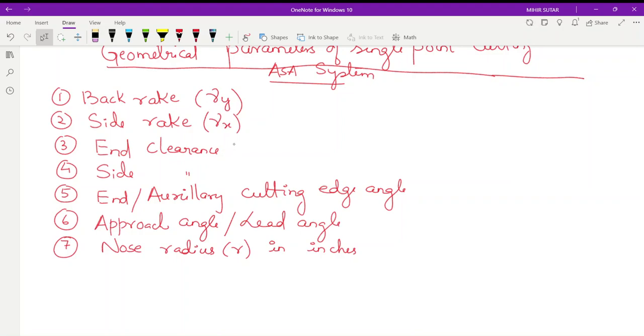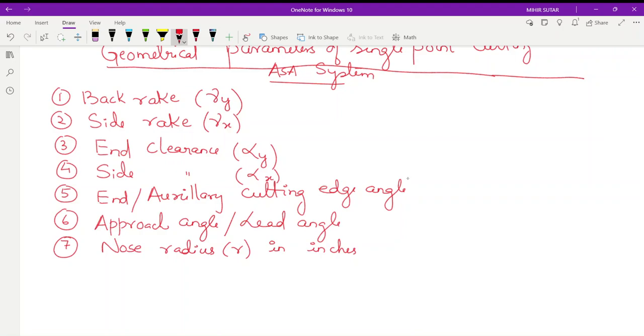End clearance angle: you know, clearance angle is also known as relief angle, so it is denoted by alpha. So end clearance angle is denoted by alpha y, and side clearance angle is denoted by alpha x. Side means x, end or back means y. So this is your alpha y and alpha x.